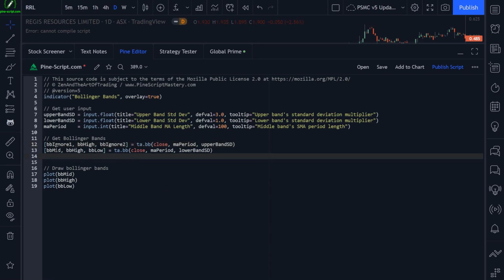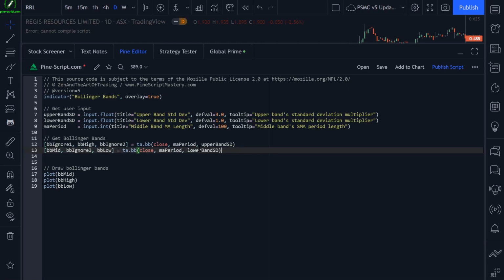And now what we can do is leave our midpoint on the second Bollinger Band function call, and that will just be our 100 SMA. Our BB high is now the one we want to ignore on this second call, because this second call is calculating our lower band standard deviation. So I can change this to say BB ignore 3 and leave BB low in.